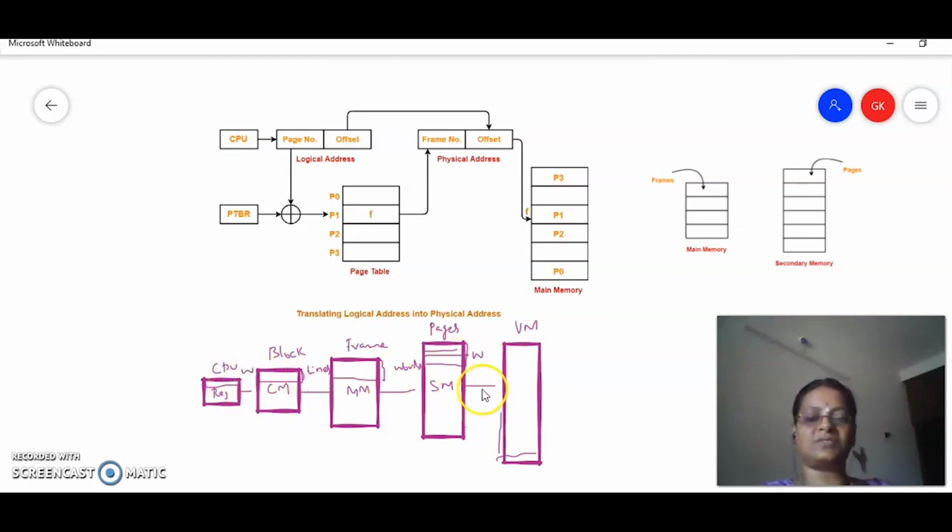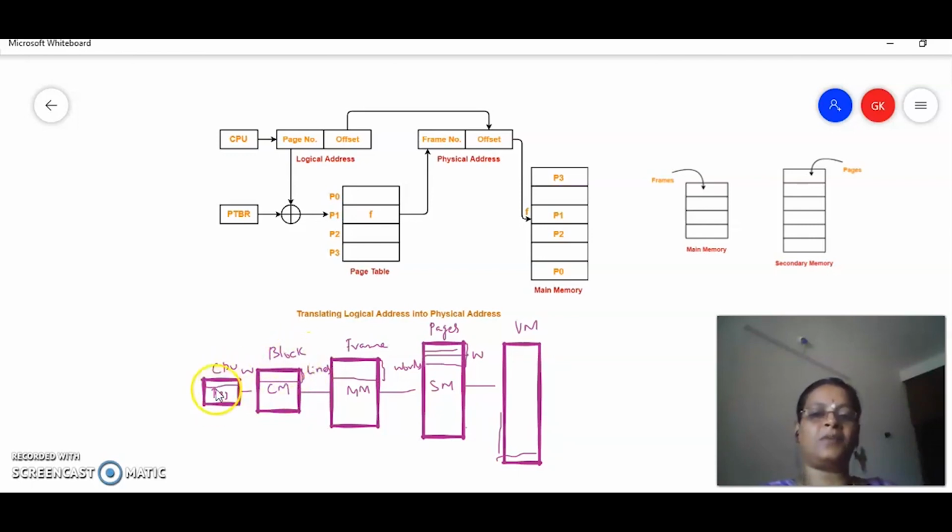So to recollect again, the secondary memory is divided into many pages, and each page is going to have some group of words. Similarly, main memory is identified with frames, and each frame is a collection of words. When it comes to cache memory, each word is called a line, and a collection of such lines is grouped together to form a block.